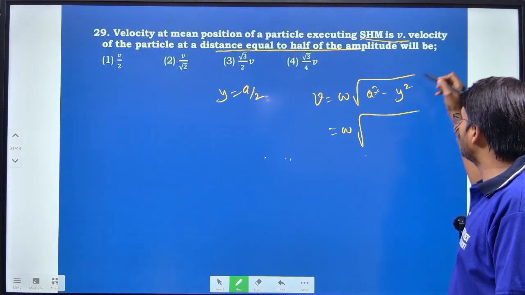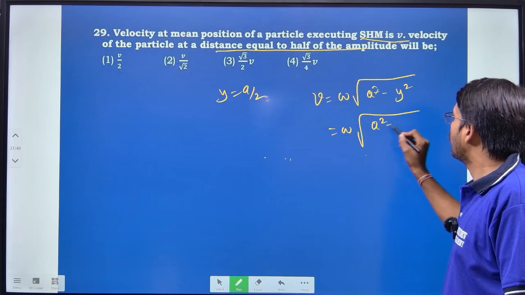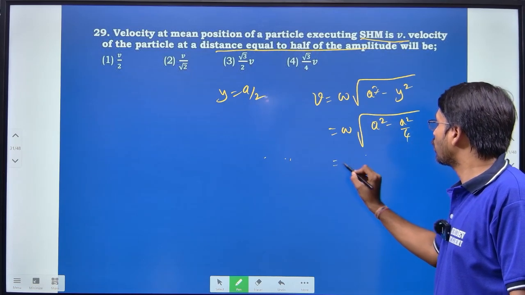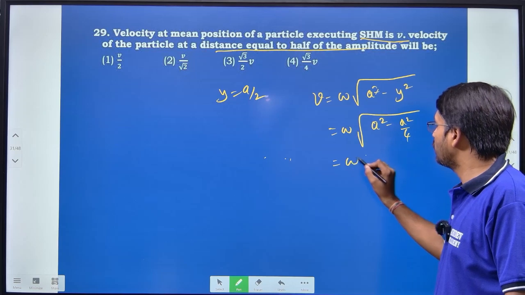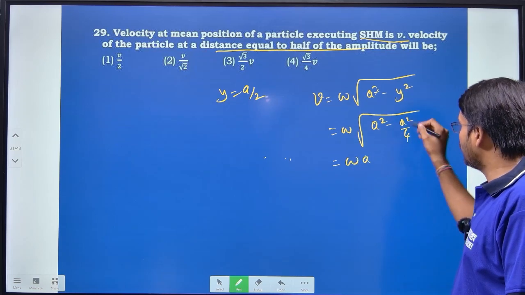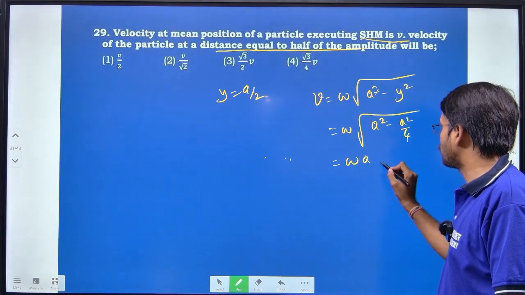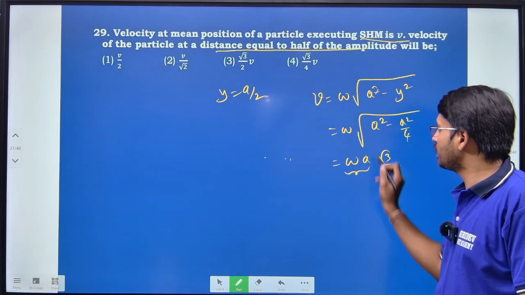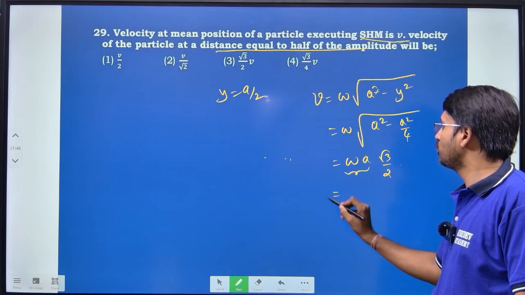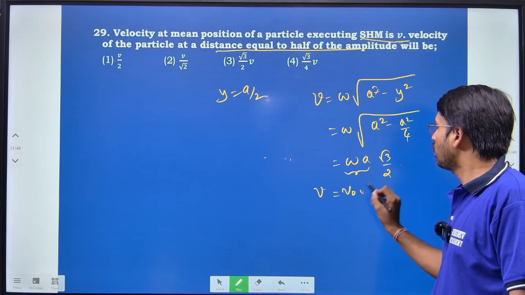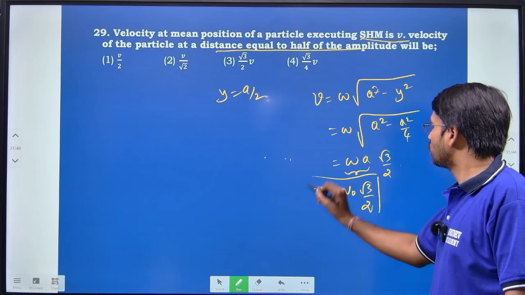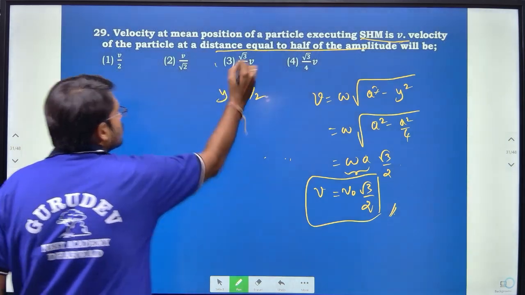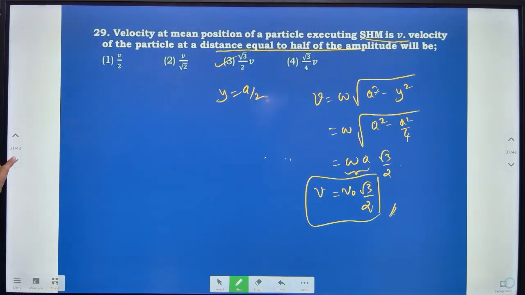It is a square minus a square divided by 4. Therefore I can take a square as common: omega multiplied by a, then root of 1 minus 1 by 4. So it is a root 3 divided by 2. What is omega into a? That is the maximum velocity. So v equals v naught root 3 divided by 2. That will be the right answer, so option 3 is the right answer here.